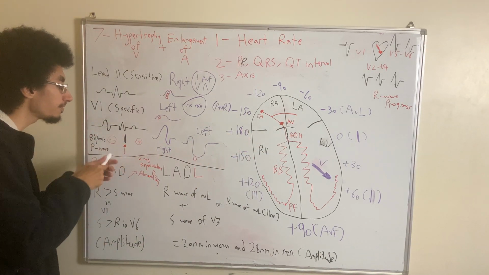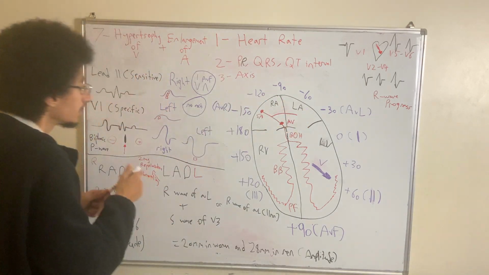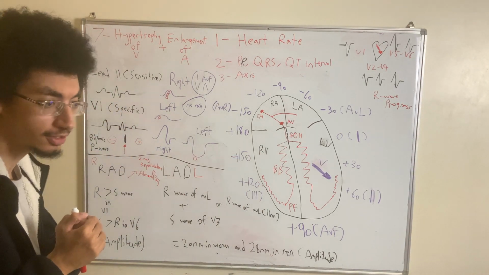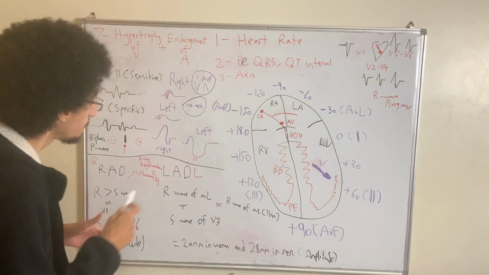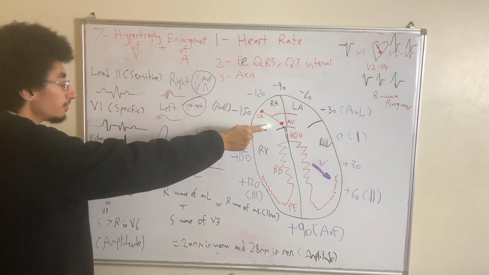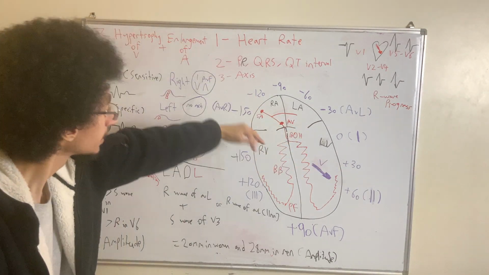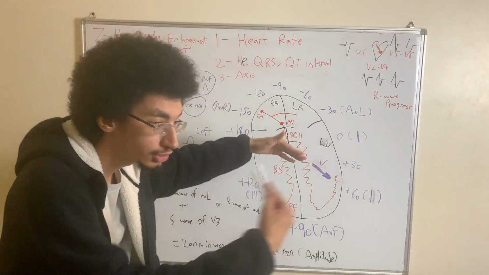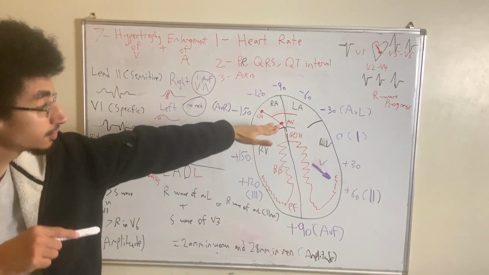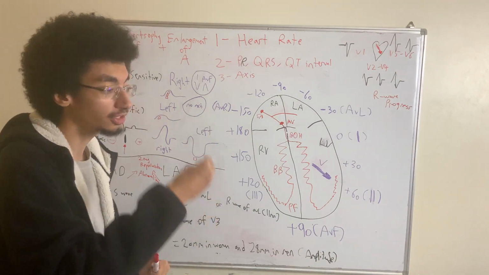Then the remaining half, as this depolarization goes towards the left atrium, now it's starting to go away. It's now going away from the positive electrode. So following a positive deflection, there will be a negative deflection. The wave of depolarization that was going inferolaterally to the right atrium was going to cause a positive deflection, going towards the positive electrode. Once it reaches the left atrium, the wave of depolarization is now going away from the positive electrode of V1, thus causing a negative deflection.